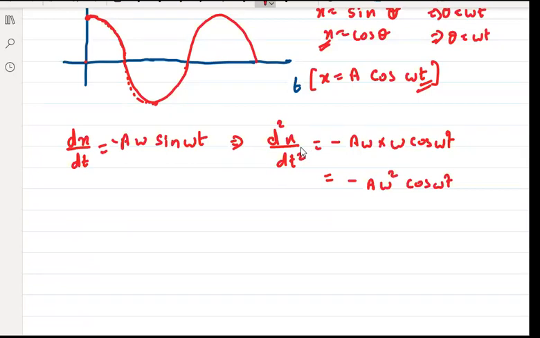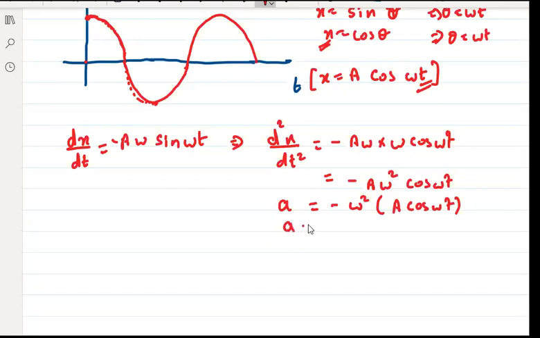What is d square x by dt square? Acceleration, a. This is just acceleration, d square x by dt square, equal to minus omega square, you keep it. Except omega square, what will we have? A cos omega t. Anyone have any issue in this? No? So what is A cos omega t? It is x only. Yes or no?